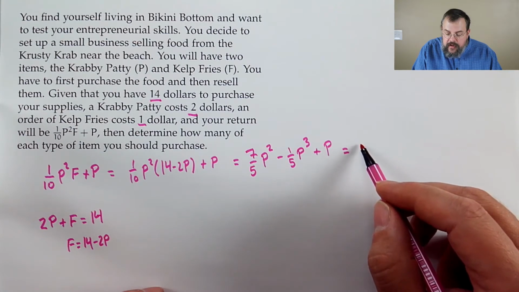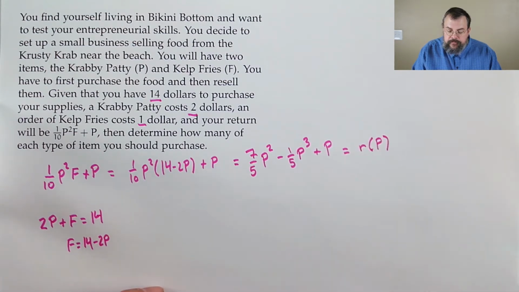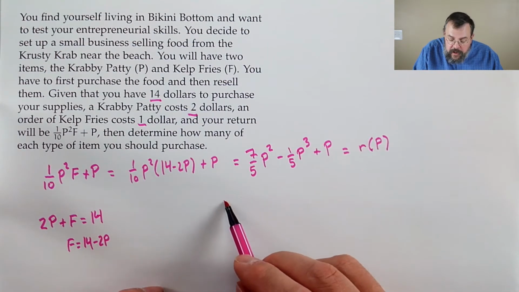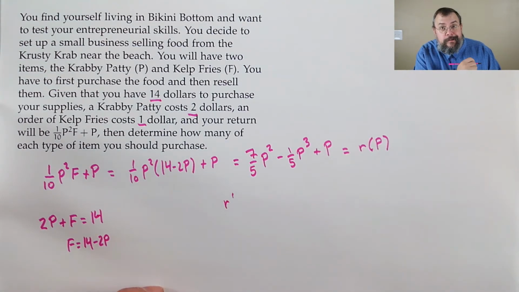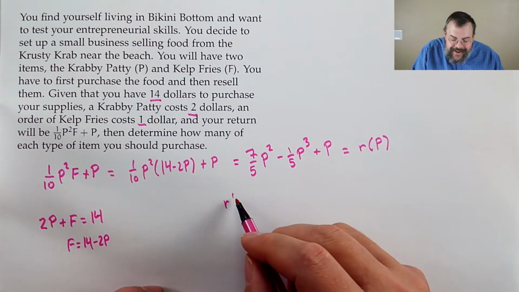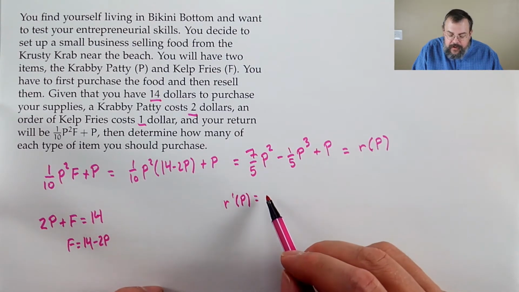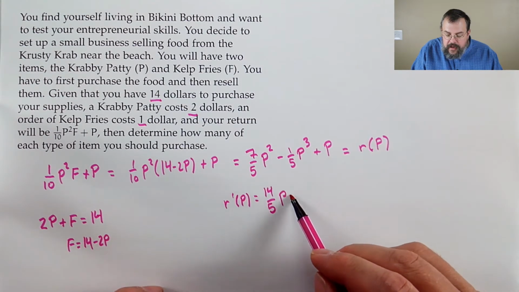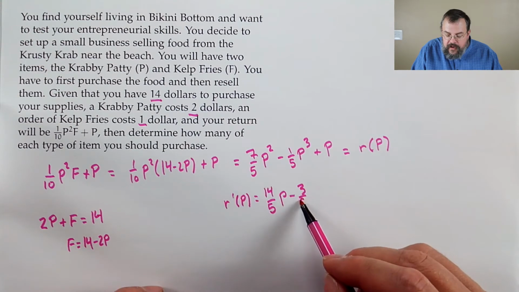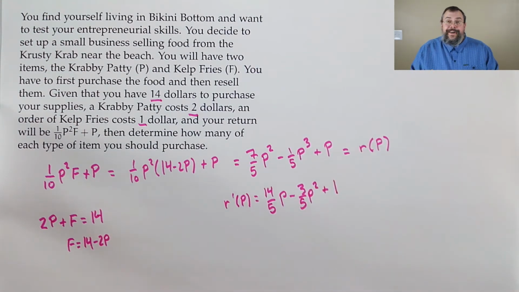Well, let's call it r for return. So we'll call it function r of p. So take our derivative, r prime. I should have said r prime. Okay, so r prime of p. So what do we get? Take the 2, comes down, 14/5 times p, and then here minus 3/5 p squared and plus 1. Aha! Another quadratic. Okay, good.